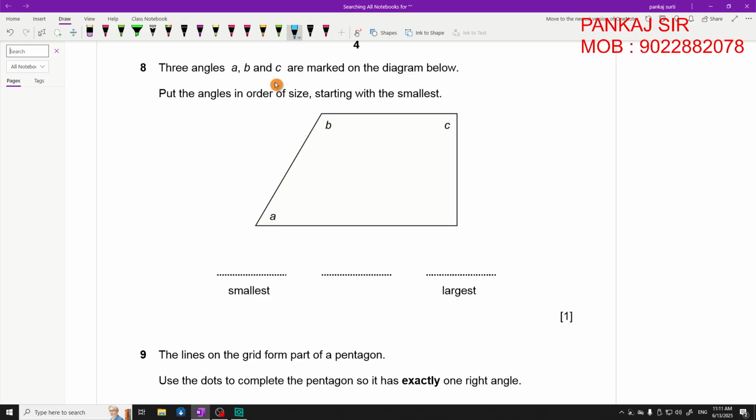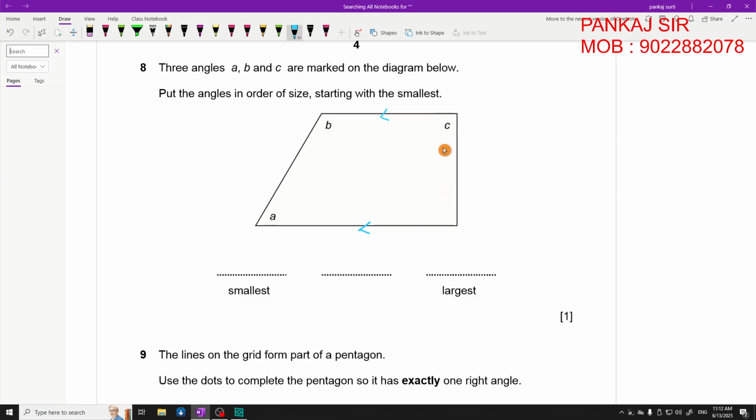Three angles A, B, and C, which are marked over here. Now, this figure is nothing but a trapezium. What is a trapezium? A trapezium is a figure where one pair of opposite sides are parallel. Now you can see here these two sides, that is one pair of opposite sides, is parallel. Okay, and the other two sides are non-parallel. You can see these other two sides are not parallel. So it is nothing but a trapezium. Trapezium is nothing but a quadrilateral. Okay. Now put the angles in the order of size starting with the smallest.